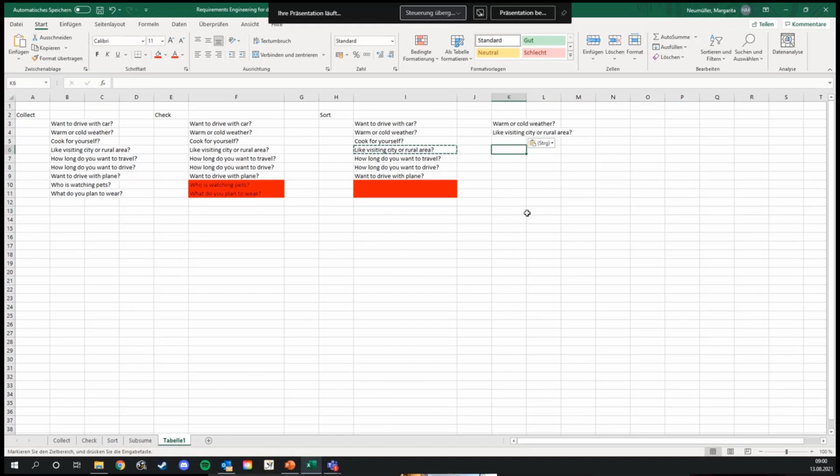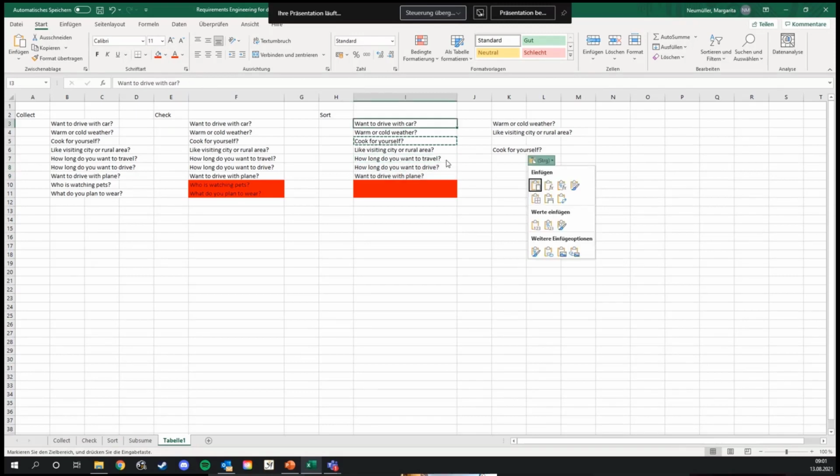An idea for the second question? Yeah, maybe the cook for yourself could be a hint on the kind of accommodation that you want to book. So if it's a hotel or a house or something. And in my understanding, the questions about whether you want to drive with plane or with car, and how long you want to drive or travel, are all about traveling, so I would copy them into one group as the end.